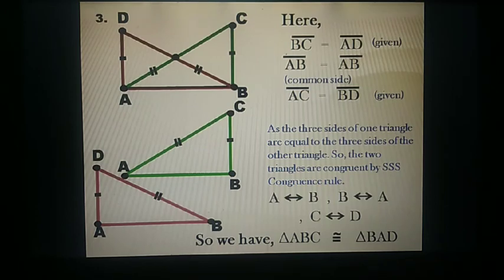I hope the first criteria is clear to each one of you. That is, SSS criteria is very clear. So we are supposed to check whether the three sides of one triangle are equal to the corresponding three sides of the other triangle or not. If yes, you will say that the two triangles are congruent by SSS congruence rule. I hope it's clear how to write the symbolic form.